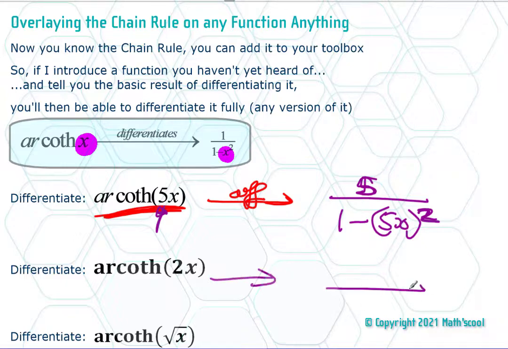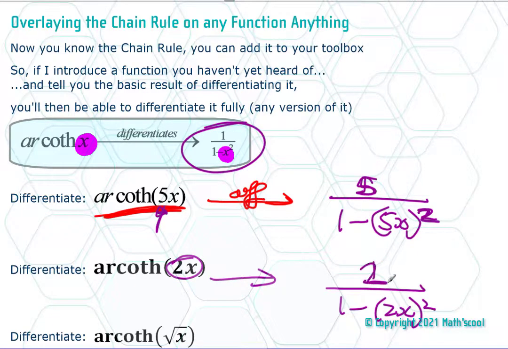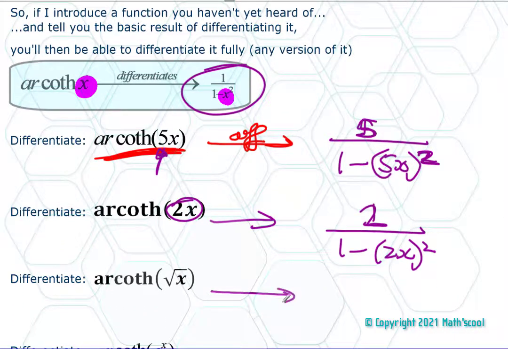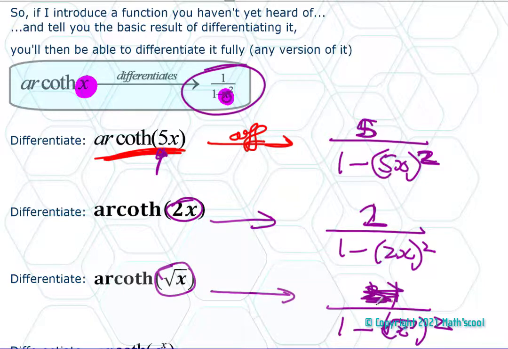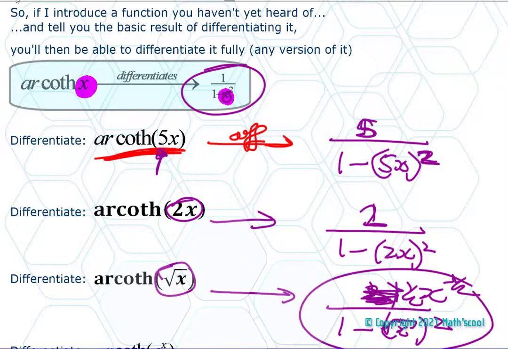If you differentiate this, you might think it's 1 over, I've replaced the x with 2x, 1 minus 2x all squared, but you've got to multiply by the differential of the brackets, which is 2. If you want to differentiate this, you might call it 1 over 1 minus root x squared, just replacing the x with root x, but you've got to multiply by the differential of x to the half, which is a half x to the minus a half, and that all needs tidying up.